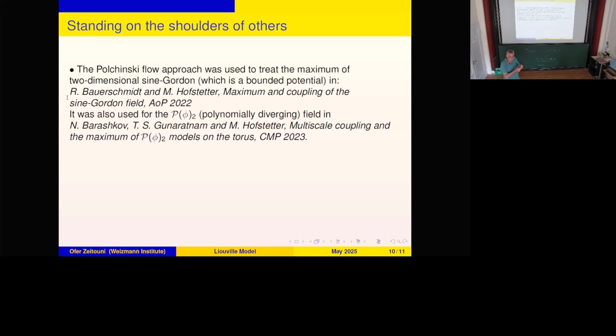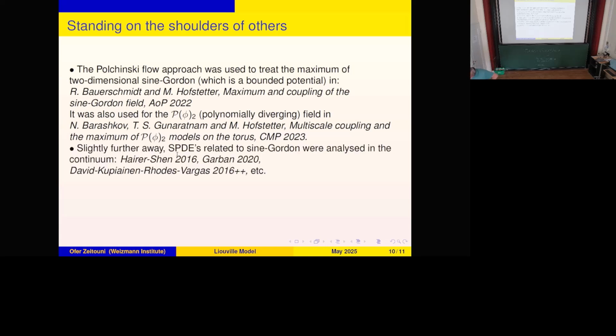Essentially, in this business you always make sure that the expectation is 1. Since it's a sine, it's complex, like finding the characteristic function of a Gaussian. So it's going to 0, so you blow it up by a power of epsilon. So the difficulties are in slightly different places. Anyway, so that was there. It was also used for the phi2 polynomial in the work of Barashkov and Hofstetter.